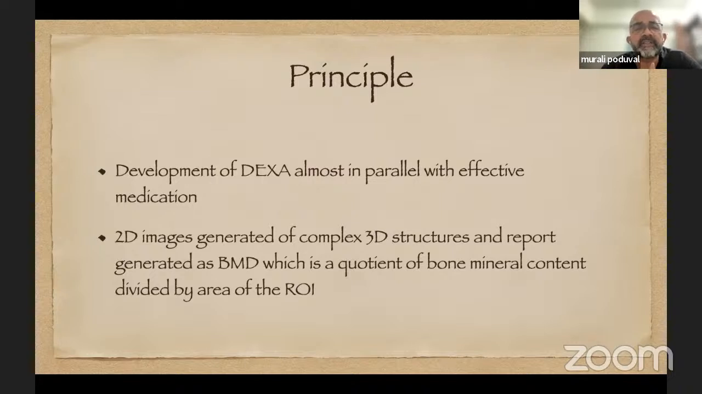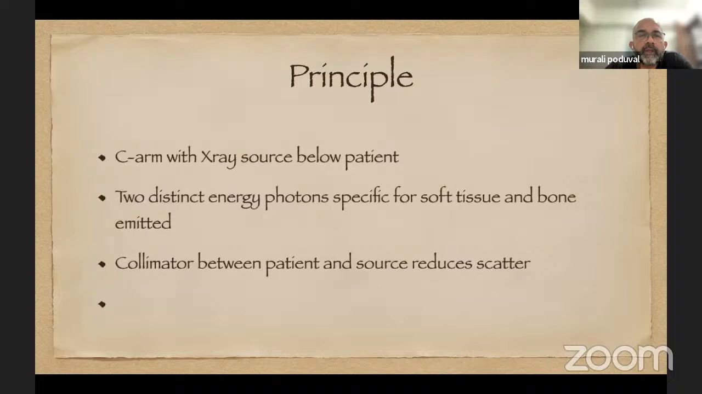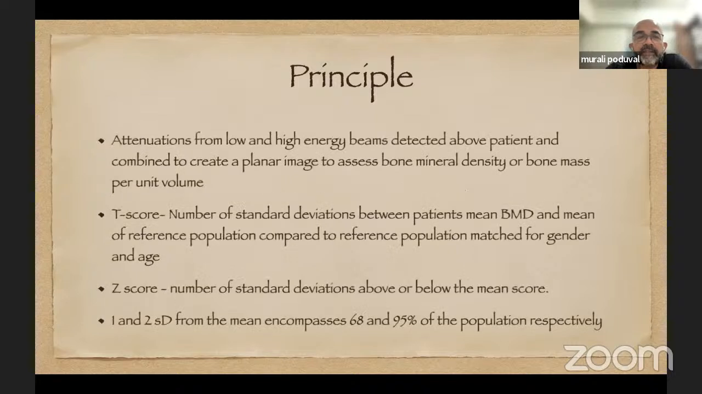So what it effectively does is it generates a 2D image of a complex 3D structure and generates a report of bone mineral density, which is the bone mineral content divided by the area of the region of interest which has been scanned, typically the lumbar spine or the hip. There is a C-arm with an X-ray source below the patient, and two distinct energy photons, specific for soft tissue and bone, are emitted. There is a collimator between the patient and the source to reduce the scatter. These attenuations from low and high energy beams detected above the patient are combined to create a planar image to assess bone mineral density, or bone mass per unit volume. That's what we want to know.